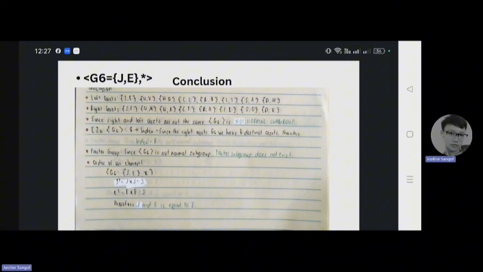And the index is 8 since the right cosets has 8 distinct cosets. Therefore, the index is 8. So the factor group, since subgroup G6 is not normal subgroup, factor group does not exist. So the order of the elements J and E is equal to 2.